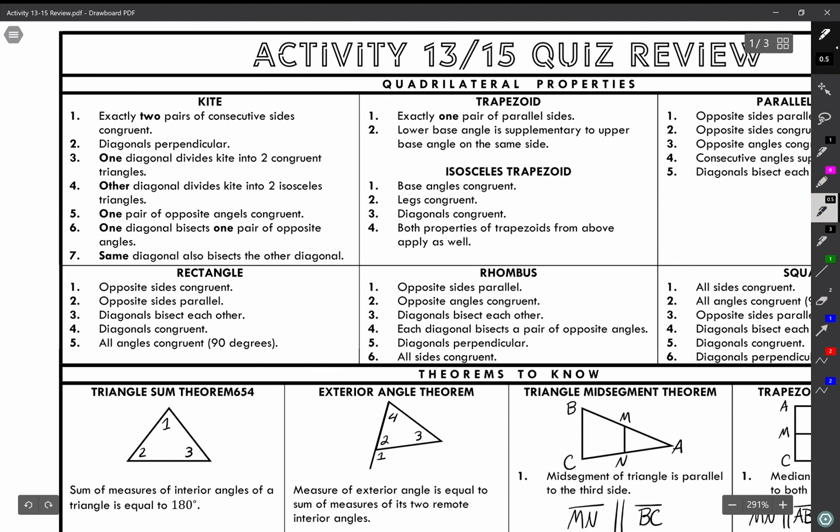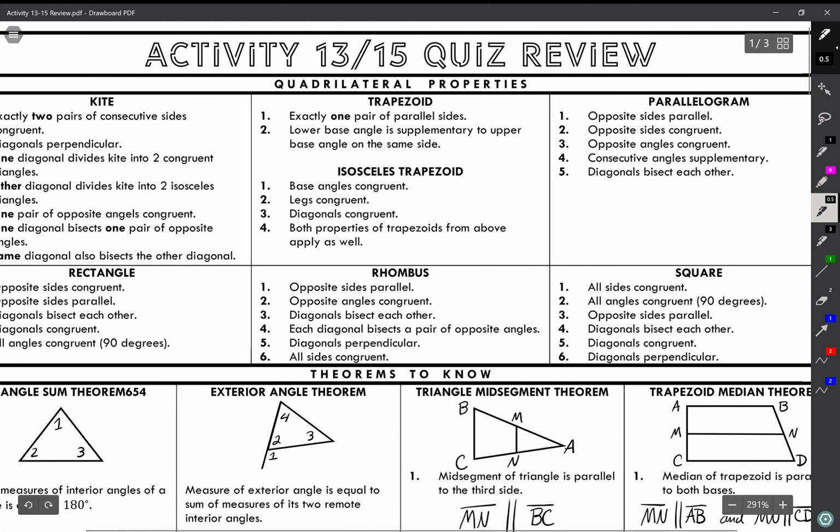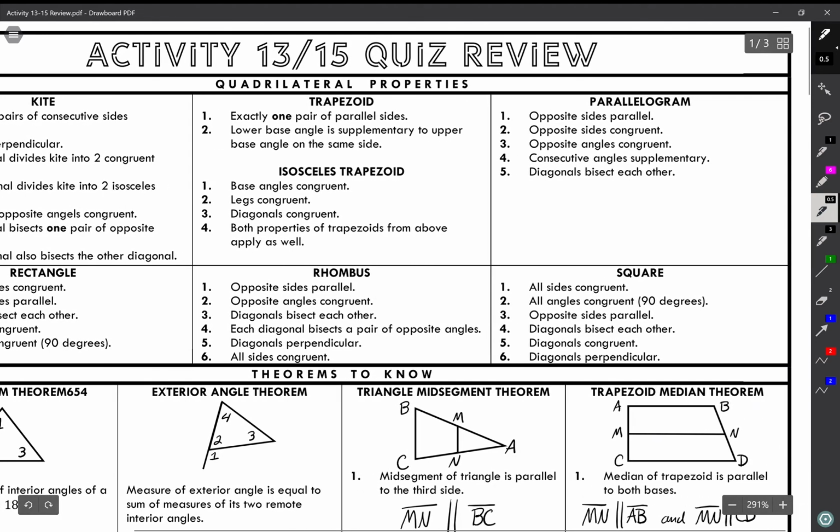So look at kite. Kite only has one pair of opposite angles that are congruent, so it's not that. Trapezoid. I see nothing about angles being congruent here. We know base angles, but not opposite angles. Base angles are, of course, consecutive, not opposite.